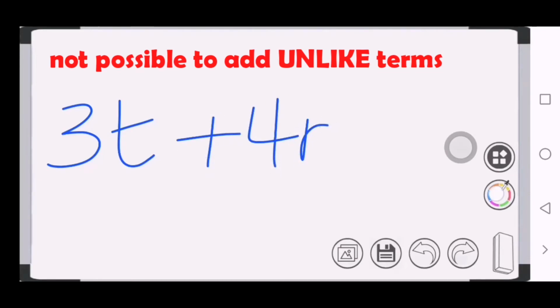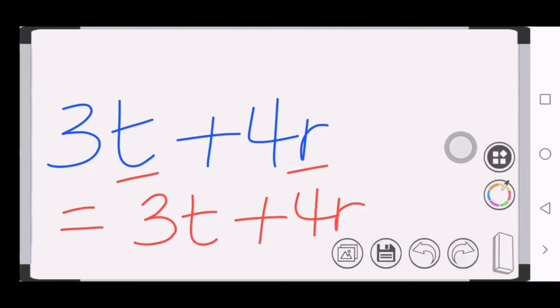What if we have two different letters or two different variables? 3t plus 4r. In this case, our variables are not the same. T and R are not the same. Therefore, we cannot add the two. Our answer, therefore, remains the same thing like our question, which is 3t plus 4r. That is our answer in this expression because the variables are not equal. So we cannot add unlike terms. We can only add like terms. Get it? Got it? Great.